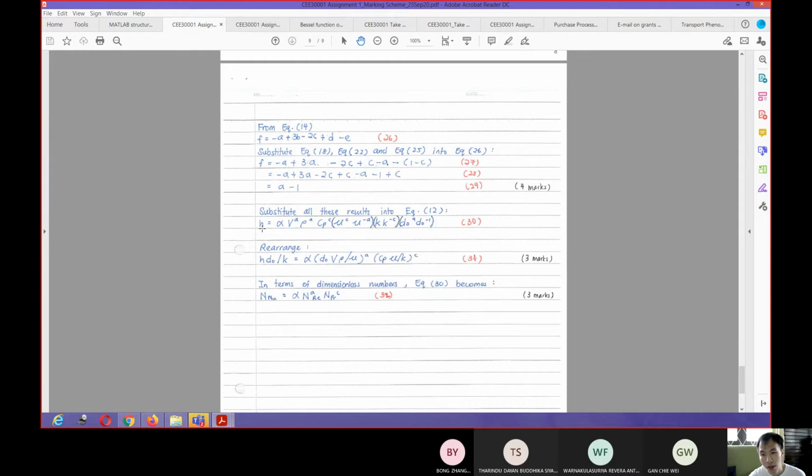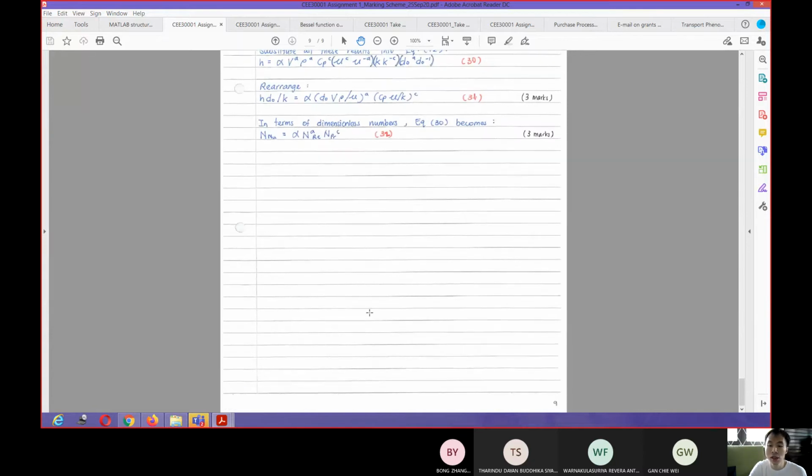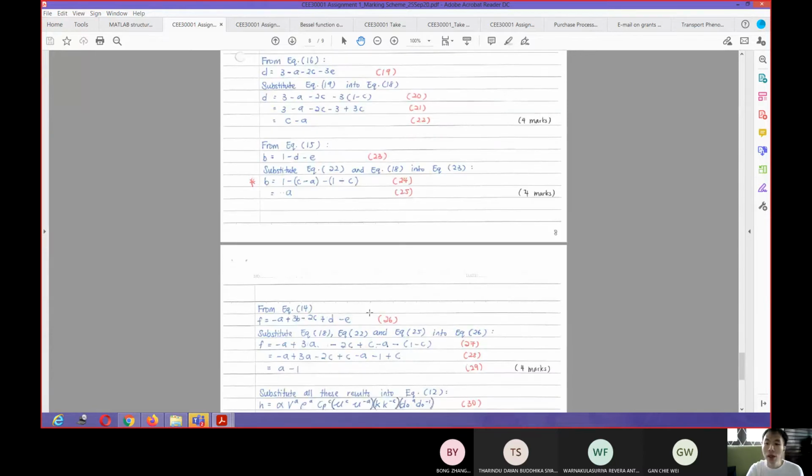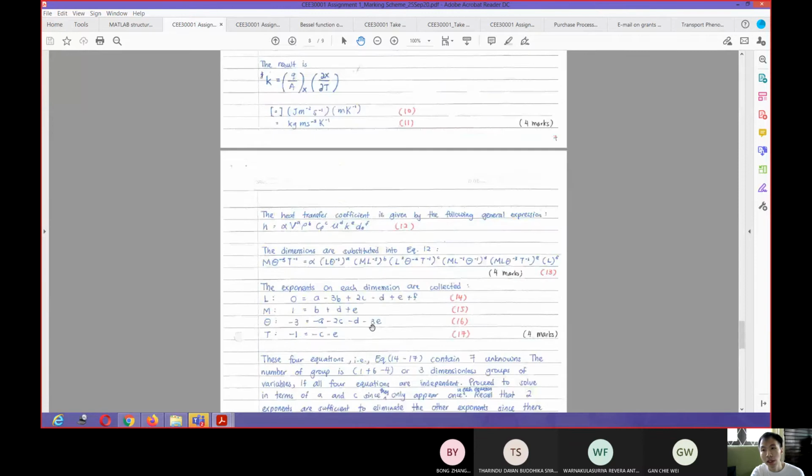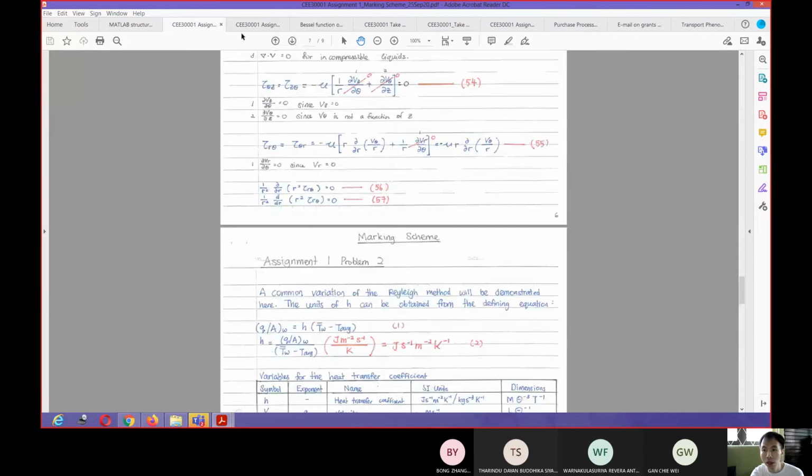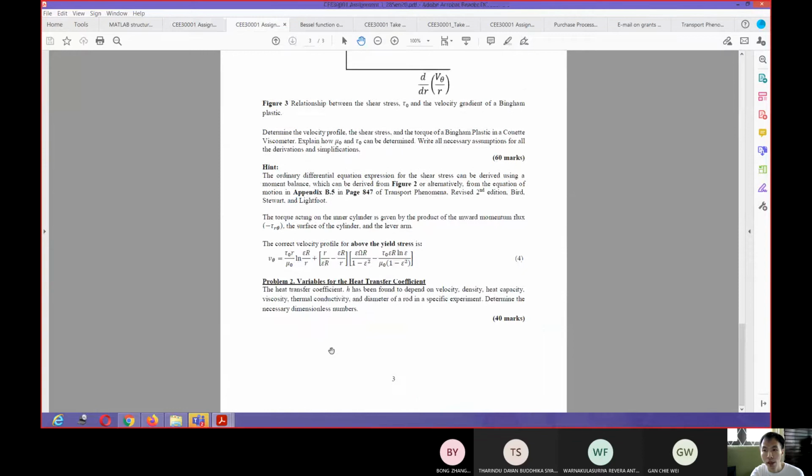Basically your h in here will be a function of, or your Nusselt number. This one refers to the Nusselt number. So if you do it correctly using whatever ways, then you will get the Nusselt number equal to a function of the Reynolds number and the Prandtl number. So as long as you do this correctly, then you will get quite a high mark for this assignment 1 problem 2 and assignment 1 problem 1. Okay. So the first one covers 60 marks, the second one covers 40 marks.